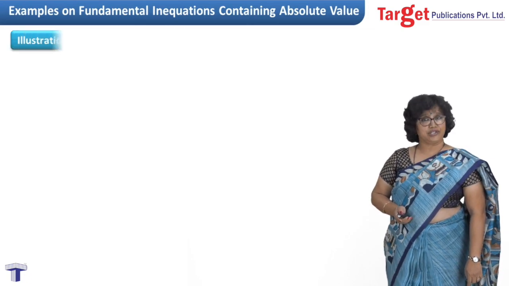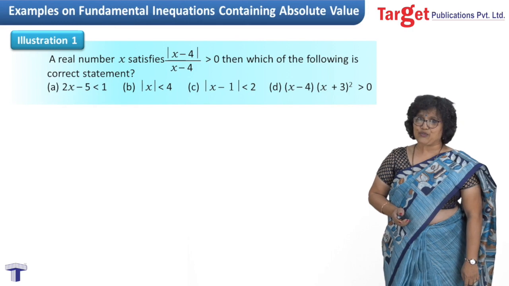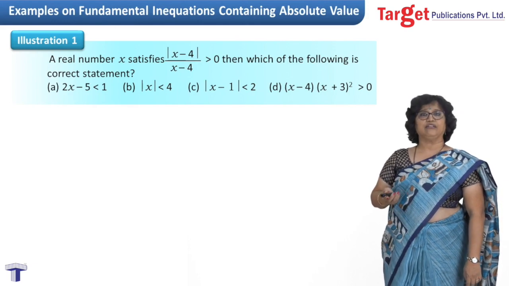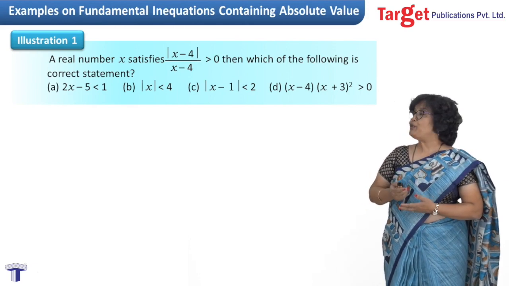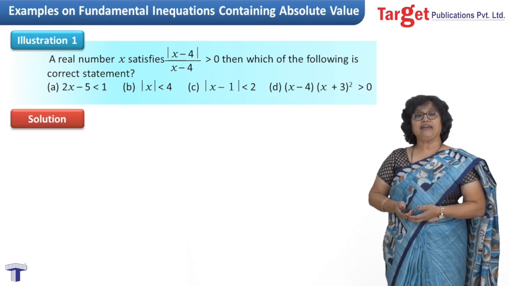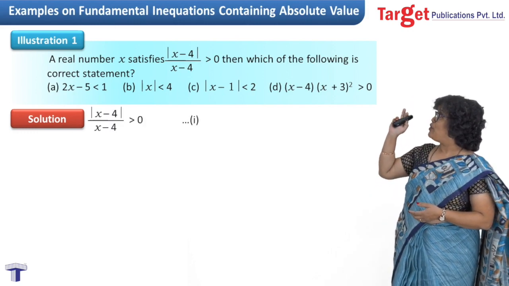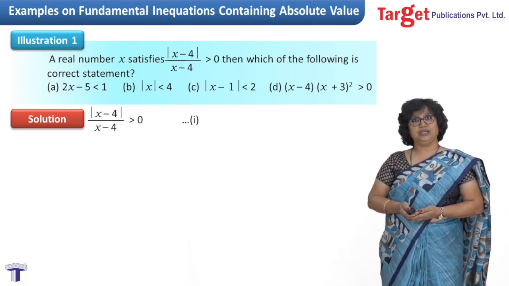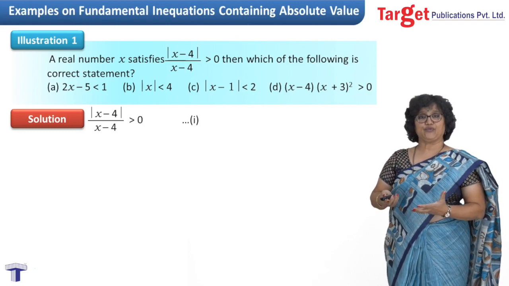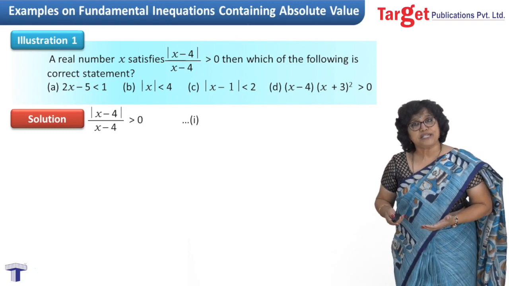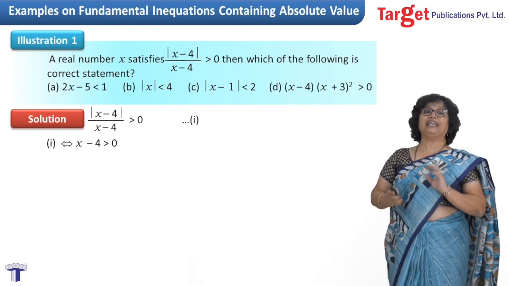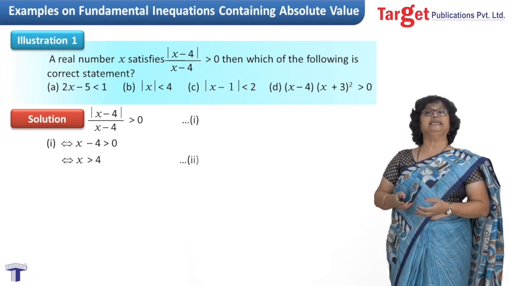So my first illustration is that absolute value of x minus 4 upon x minus 4 is greater than 0, and I'm given 4 options which are again in the form of inequations. Now my first observation is that absolute value of x minus 4 appears in the numerator, and the entire quantity absolute value of x minus 4 upon x minus 4 we want to be positive. So the numerator is positive, which means the denominator also will have to be positive. So I have x greater than 4.